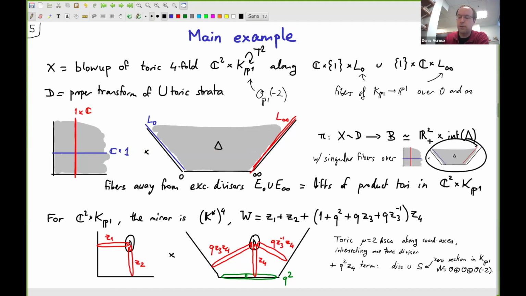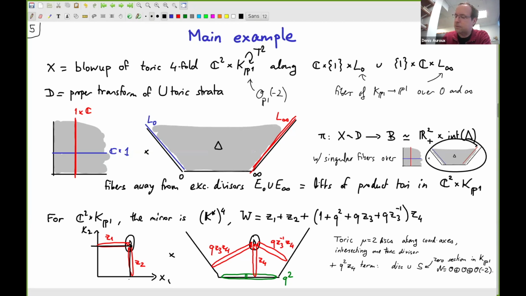So, for example, you might have a disk along the x1 coordinate axis. You might have a disk along the x2 coordinate axis. And each time I write a disk, I'm going to write its weight. So I'm denoting by Z1 and Z2 the Floer weight of those 2 disks. They are 2 of my 4 coordinates on the mirror.